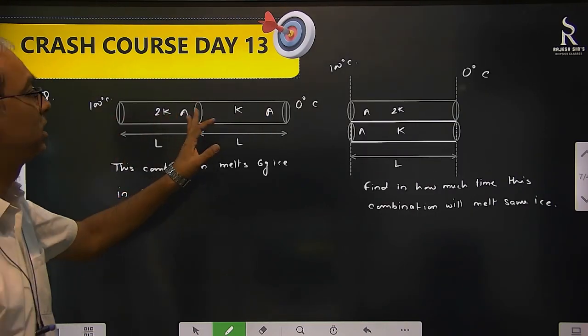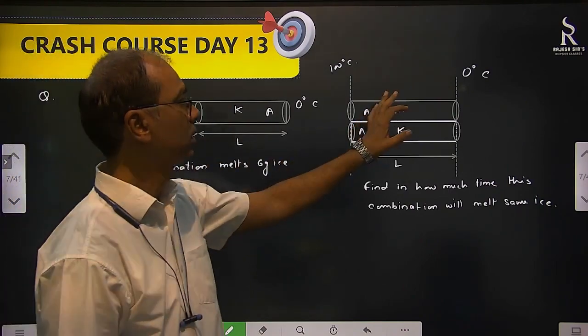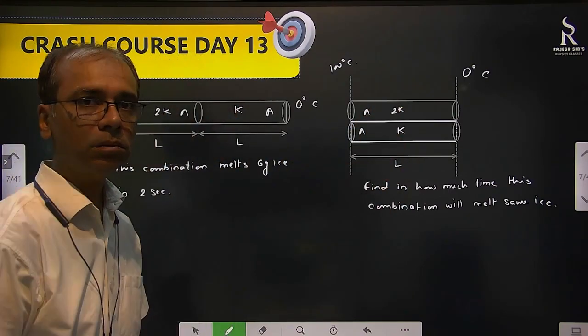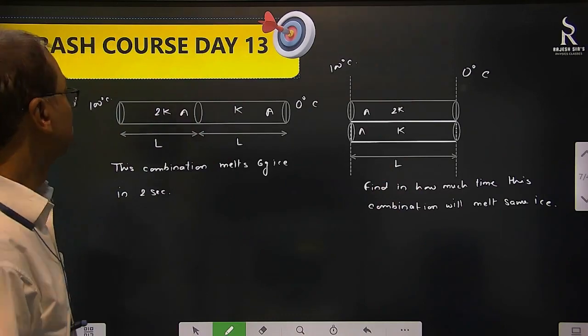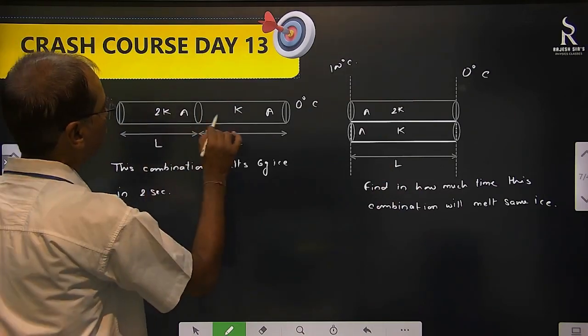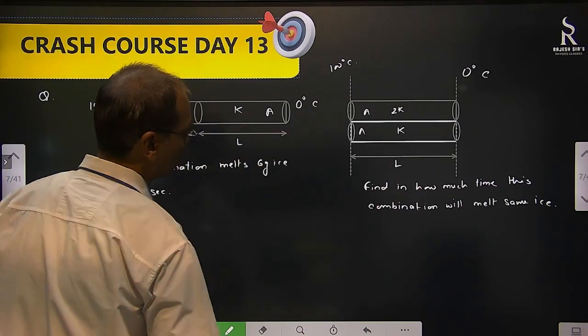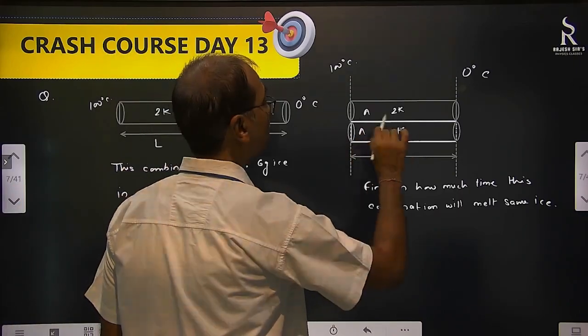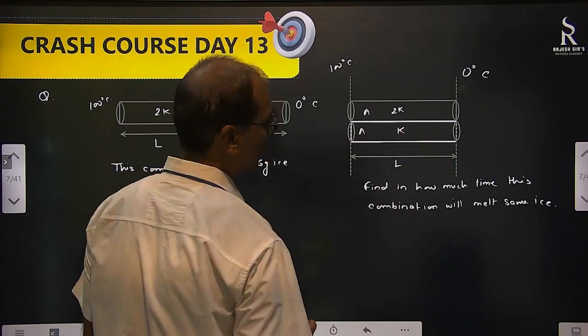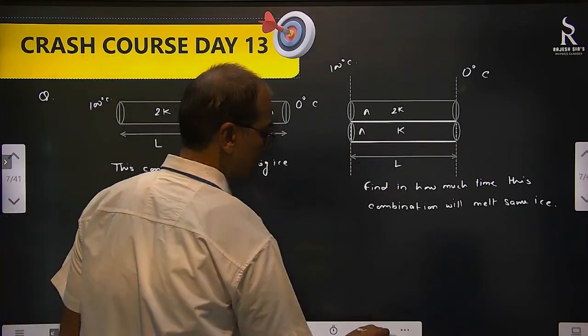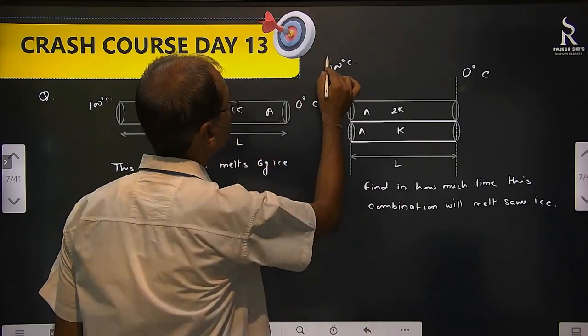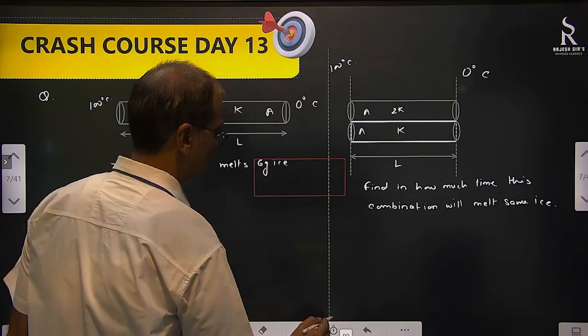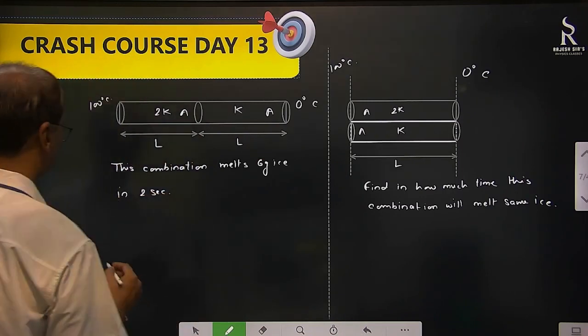Now here it is series connection, and this is parallel connection. In series connection, what do you know? Throughout the same current will pass. But in the other case, different current will pass. We'll find how much the current is. So let's start here.